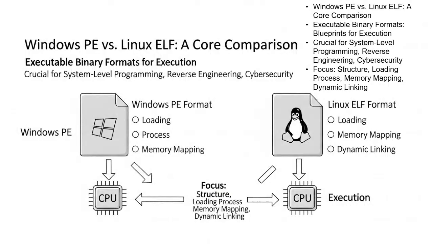Before we dive into the specifics of PE and ELF, let's establish a foundational understanding of what a binary executable format truly is. At its core, an executable format is a standardized structure for computer programs that an operating system can understand, load, and run. It's more than just raw machine code. It includes metadata essential for the OS. This metadata tells the operating system where the program's code begins, where its data is stored, which shared libraries it depends on, and how to allocate memory for it.